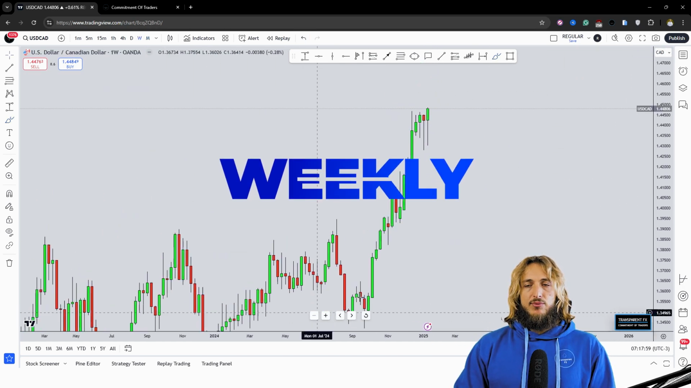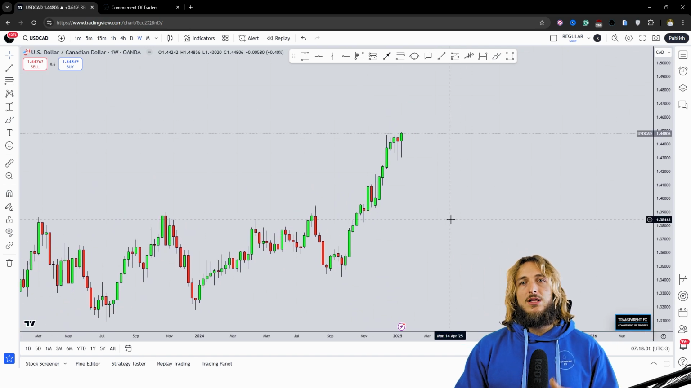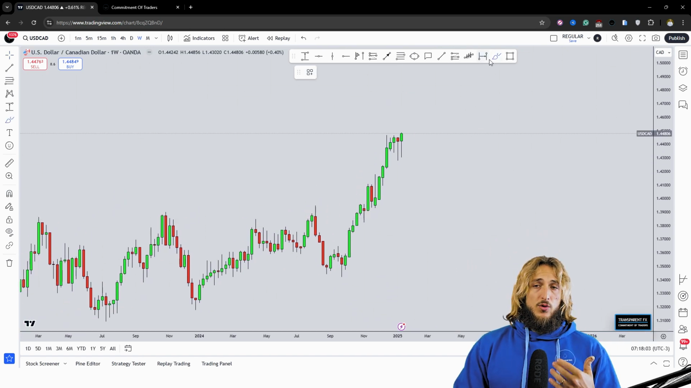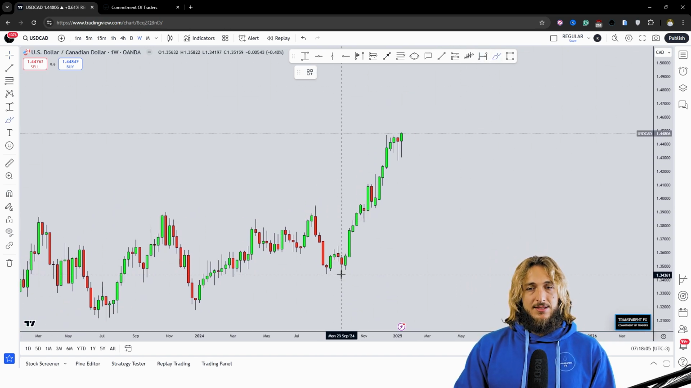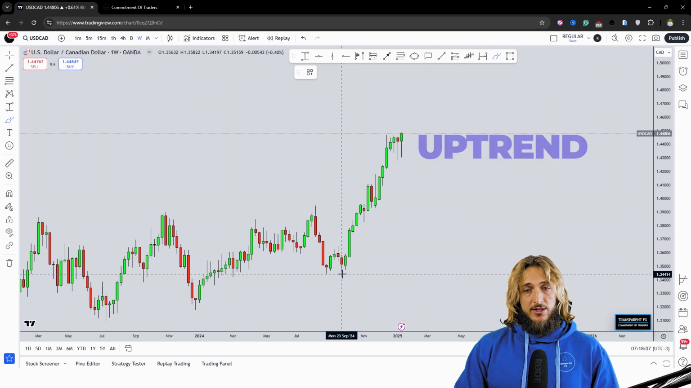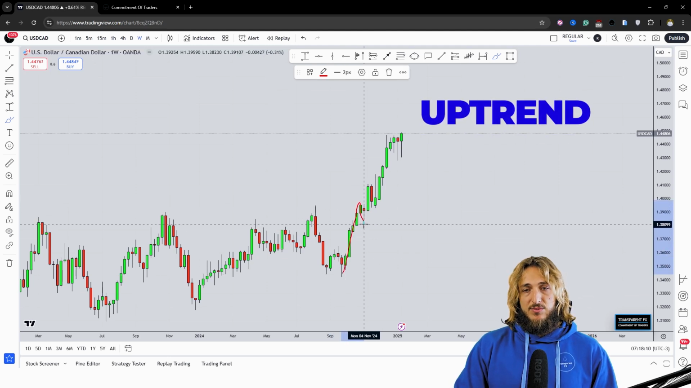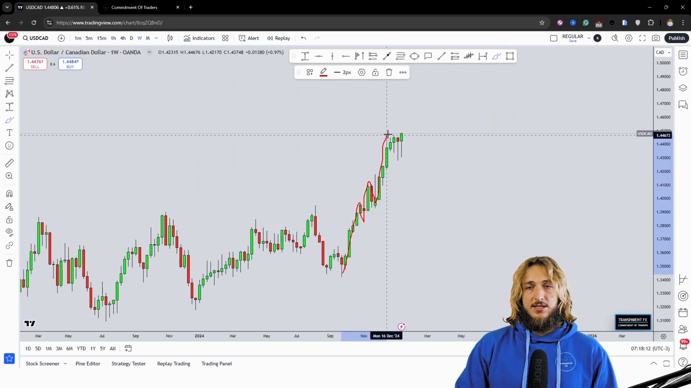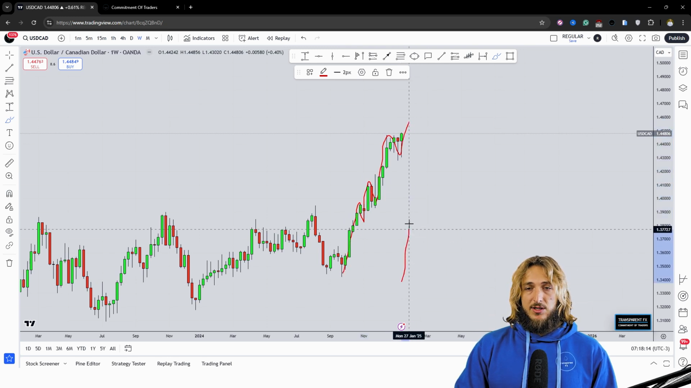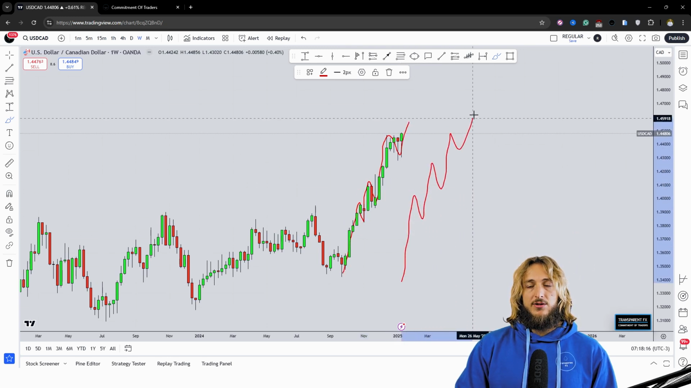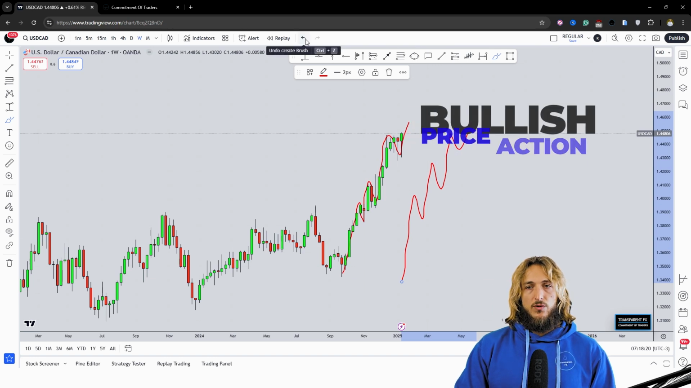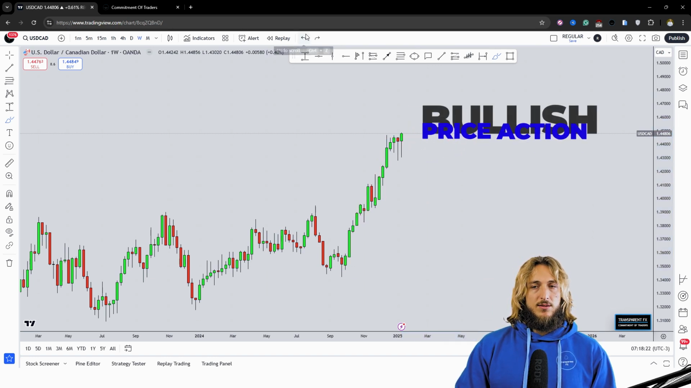Now, from a weekly standpoint, we can notice that the market is currently quite strong. We can see how the bullish momentum is still intact and also the bullish trend is still intact. The market has been creating a series of higher highs and higher lows, and until the market stops creating higher highs and higher lows, there is definitely the possibility of seeing more bullish continuation from a weekly perspective.